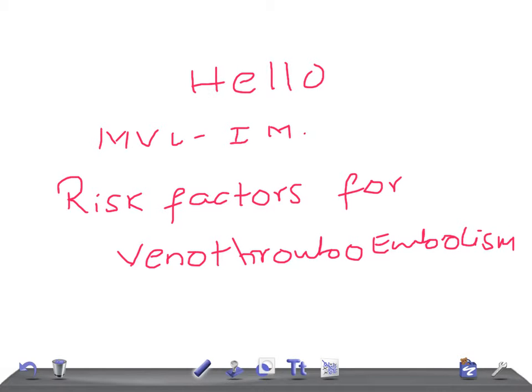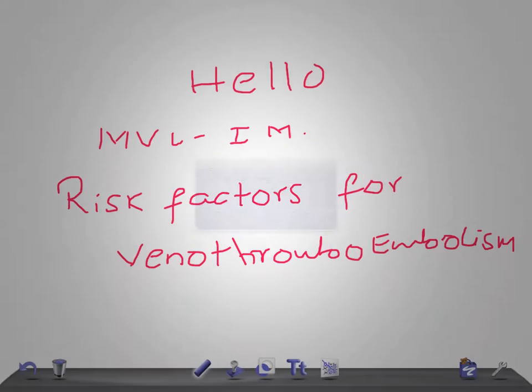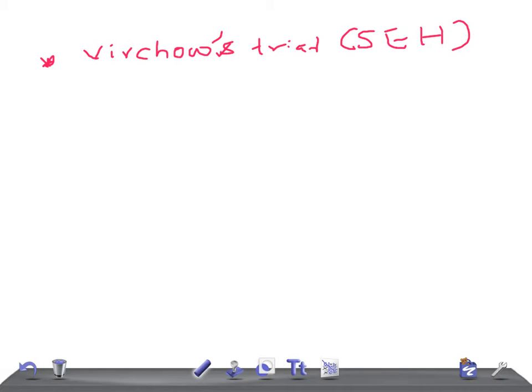Okay guys, so I'm going to talk about these risk factors, very important for USMLE Step 2 CK and Step 3. First important risk factor that you should know is Virchow's triad. What's that? The stasis, endothelial injury, and hypercoagulability, right? Venous stasis, endothelial injury, and hypercoagulability. Okay, very important.